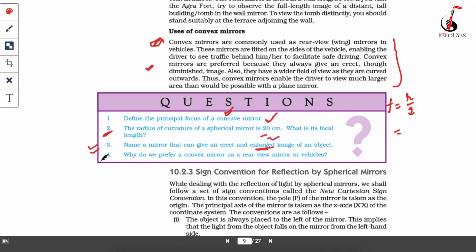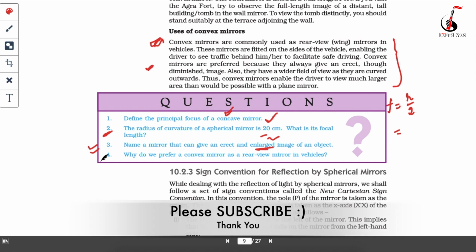Fourth question, why do you prefer a convex mirror as a rear view mirror in the vehicle? Guys, I have just explained that the view angle, the view part of the convex mirror becomes broader. Why does it become broader? Because the image of the objects is very small. So in the small mirror itself you can see a lot of things. So that's why the convex mirror is used as a rear view mirror in vehicles.